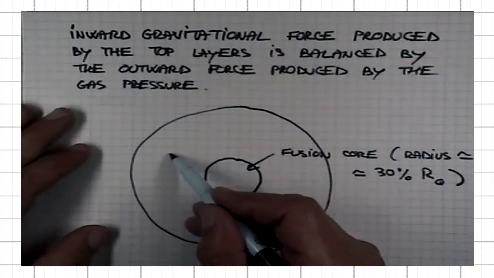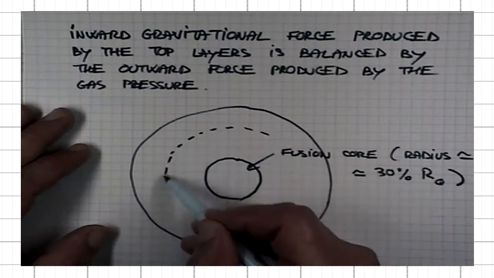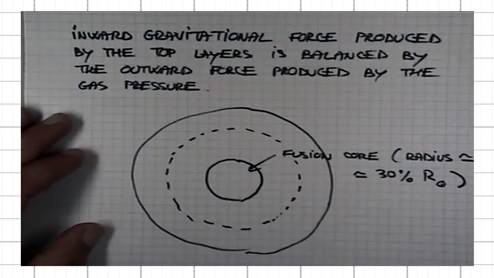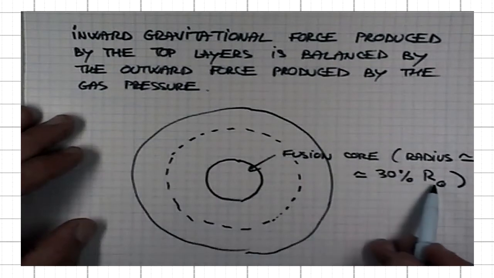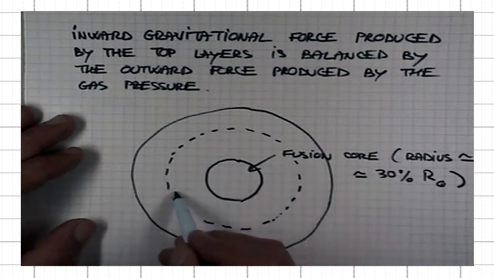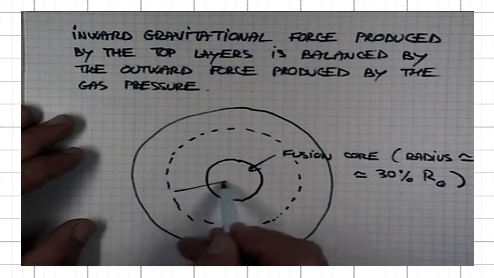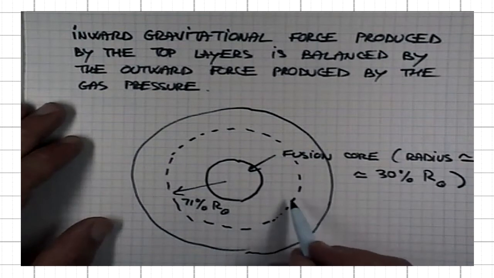And there are two mechanisms that are responsible for the energy transport. The first region, from about 30% of the sun's radius up to about 71% of the sun's radius, is the so-called radiative or radiation zone.